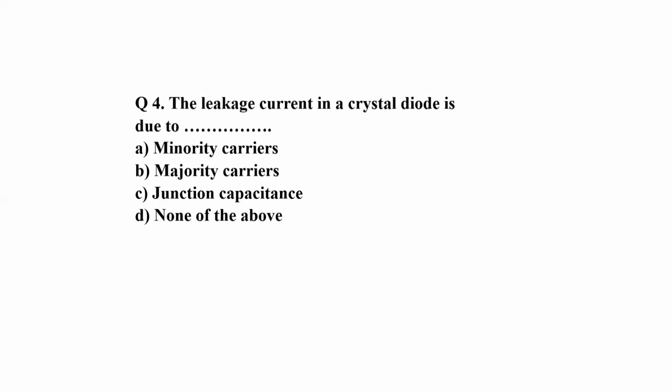In this question: the leakage current in a crystal diode is due to. We should be familiar that the leakage current is a very small quantity, and definitely it flows because of the minority carriers. We can say a very few electrons are present and that causes the flow of leakage current. So the answer for this is minority carriers and not the other answers.